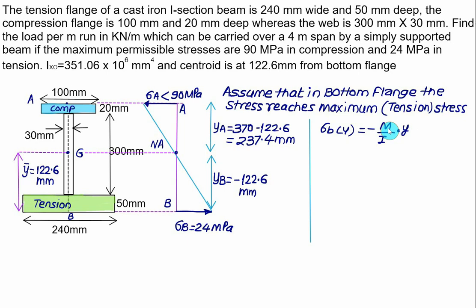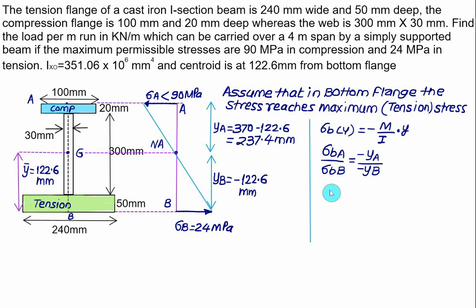M and I remain the same for the given cross section. It means that the bending stress is proportional to negative of y. So we have bending stress at point A divided by the bending stress at point B equal to minus y_A divided by minus y_B. The minus and minus signs will get cancelled here. Bending stress at A you have to find out.